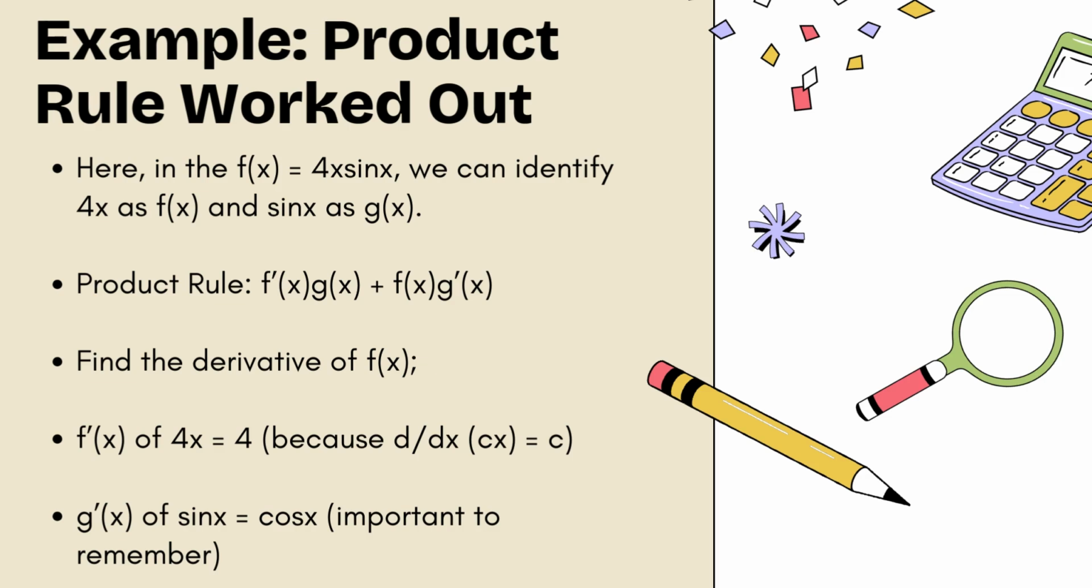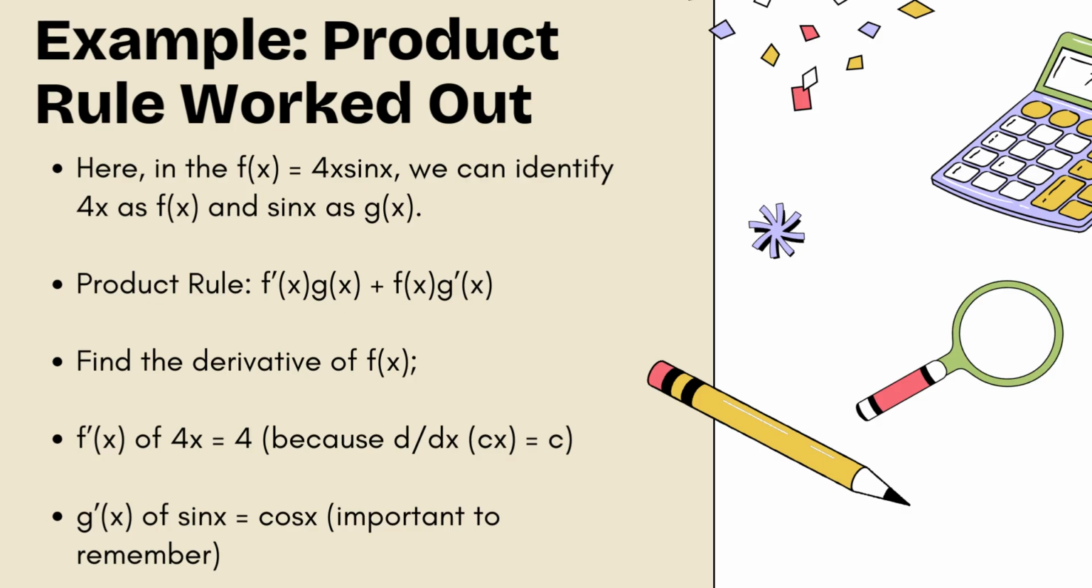And within the product rule, which states that the derivative of a function that is the product of two functions is equal to the derivative of the first function, or derivative of f of x, times g of x, or the second function, plus the first function, or f of x, times the derivative of the second function, or derivative of g of x, right?